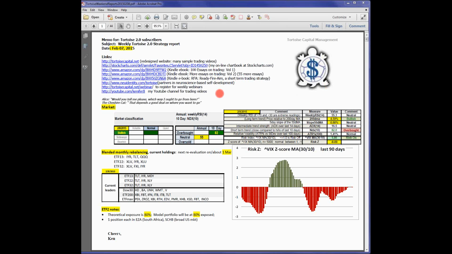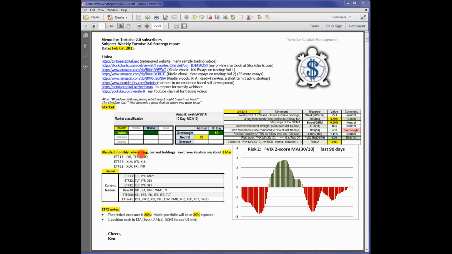7th, 2015. We have a market that is in bullish normal conditions. On an annual basis, using weekly RSI 14, we're at 55 out of 100, in the middle of neutral. On a 10-day basis, using the 10-day NDX, we're at 82 out of 100, so slightly overbought.